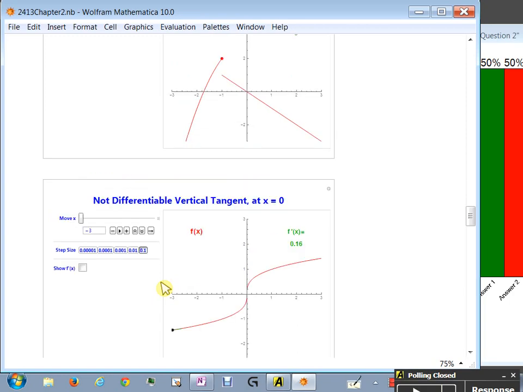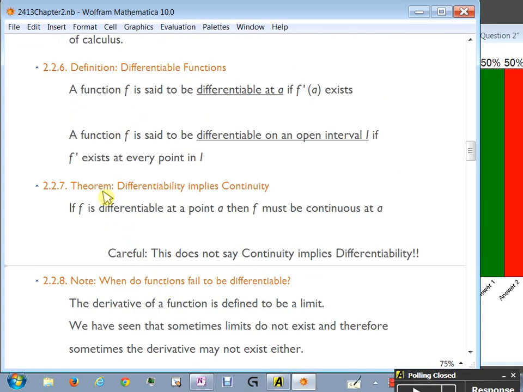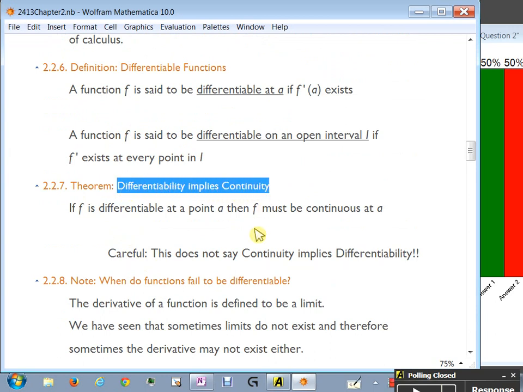But there was an interesting theorem that I really went by really quickly last class right here. I said it's a big theorem. Differentiability implies continuity. So in a Cal 1 class like this, when we talk about continuity, our definition of continuity meant you can draw it without picking up your pencil.